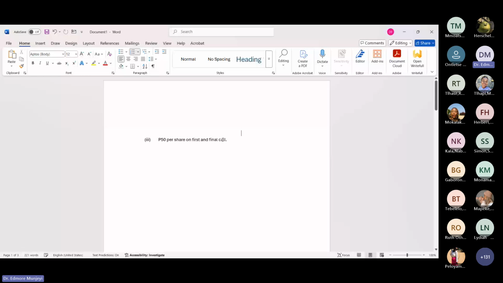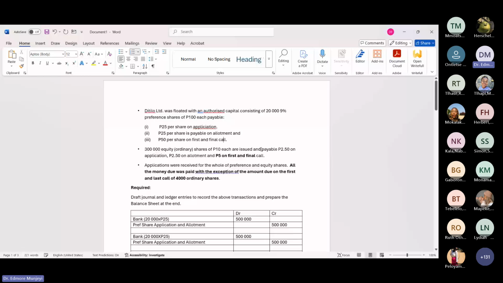Okay, fine. Let me just summarize. So this part, I wanted just to clarify where there was a mistake. The first part, this is application. We are going to multiply it by 20,000 shares. So every part here, from 1 to 3, we are going to multiply by 20,000 shares. The omission was on this 3, where instead of using 50,000, we used 50 puller.